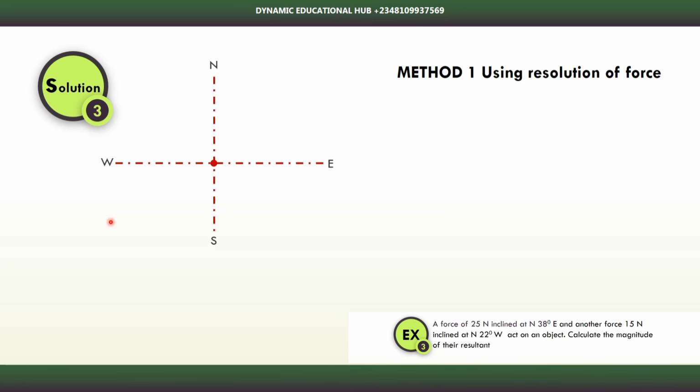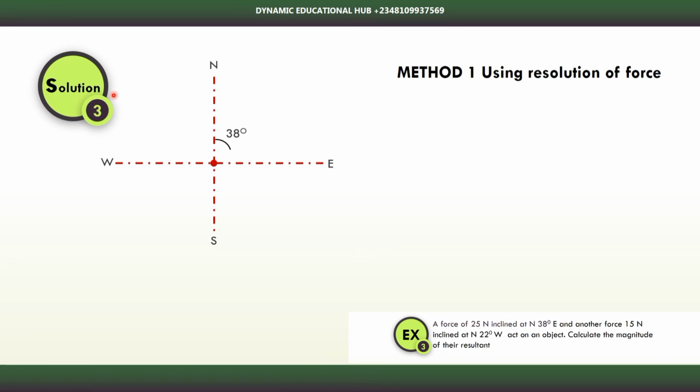Now let's fix this angle. North 38 degree simply means the angle measured from north moving clockwise until you get 38 degree. And north 22 degree west means the angle between north moving anti-clockwise until you get 22 degree. So that is the concept. This one is compass bearing, and that is how to fix compass bearing.